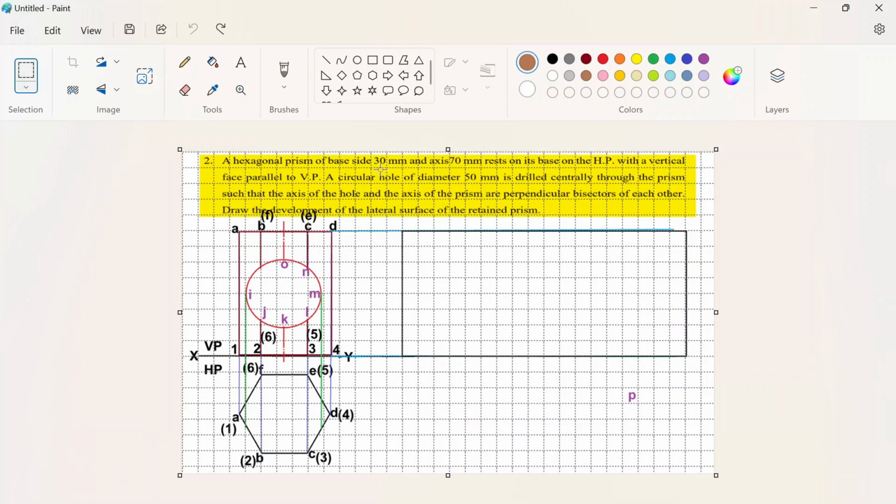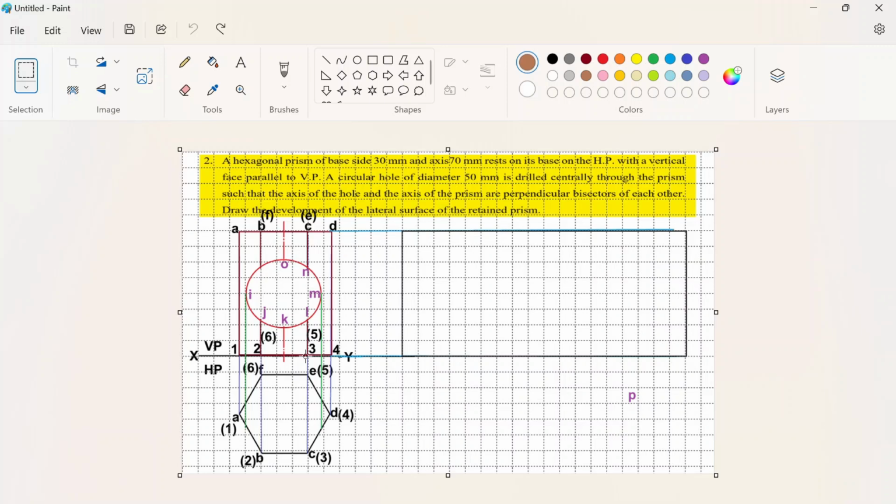Now, in the question, they said a circular hole of diameter 50 mm is drilled centrally through the prism such that the axis of the hole and the axis of the prism are perpendicular bisectors of each other. This means the hole should be drilled at the center of the prism such that the axis of the cylindrical hole and the axis of the prism should meet. If you draw this 50 mm diameter hole at the center of the prism, the diameter of the hole is slightly bigger than the side of the prism. The side of the prism is 30 mm only.